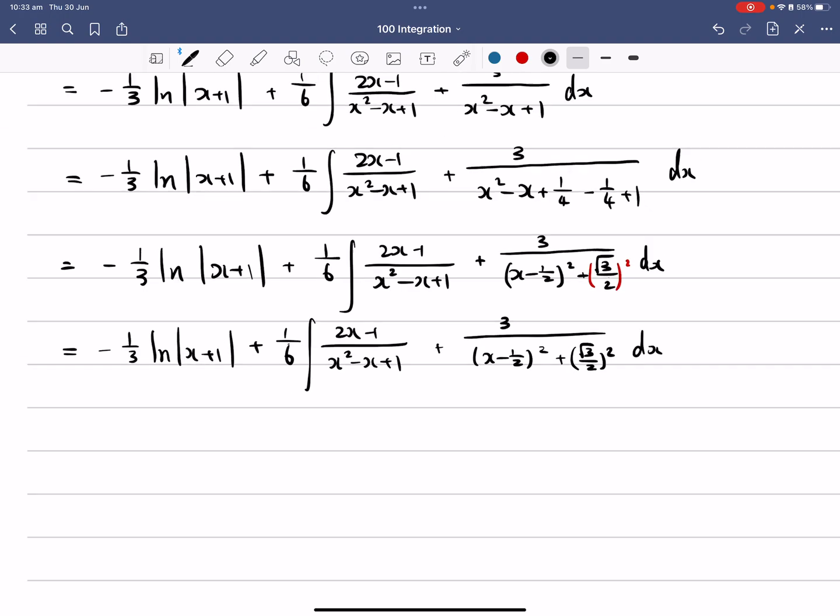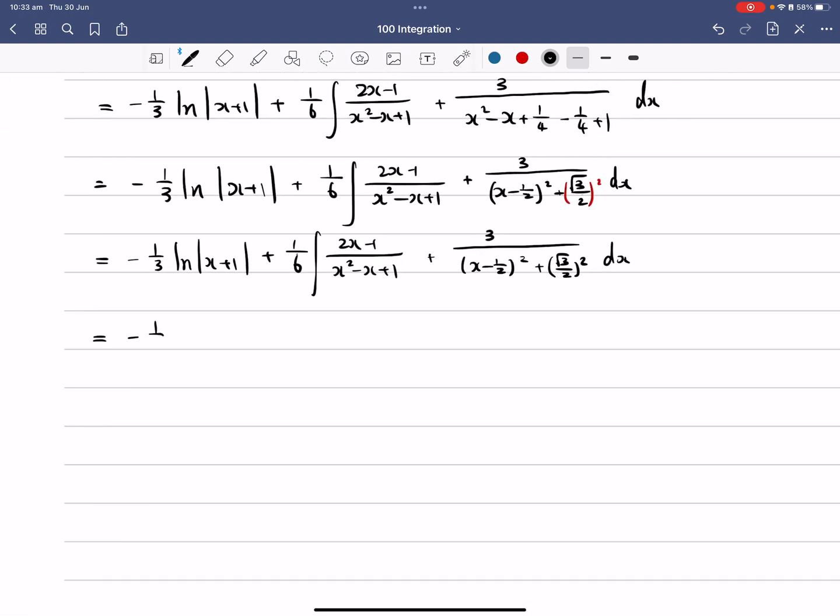Oh, that's a long question. All right, so let's now finally integrate what we have. Put up large brackets. The derivative of the denominator is the numerator, so that gives you ln absolute value x squared minus x plus 1. For this one here, I'm just going to take the 3 outside first, and then this is inverse tangent. So we need to find the reciprocal, because that's supposed to be 1 over a, so it'll be 2 over square root of 3.